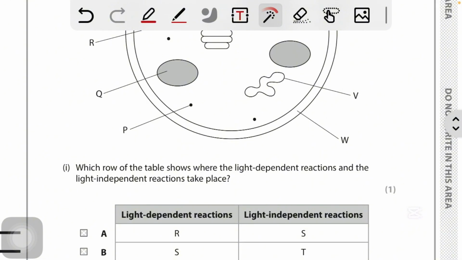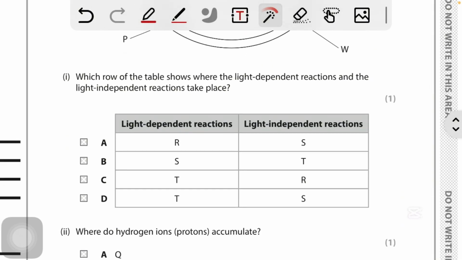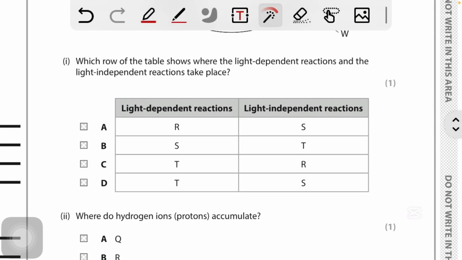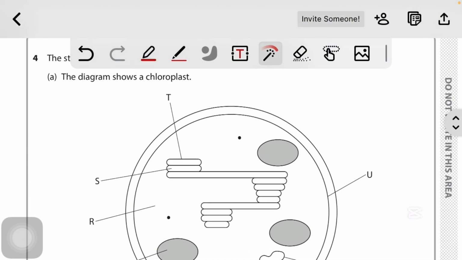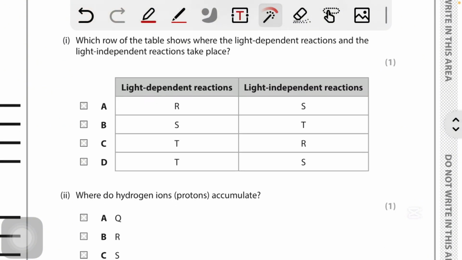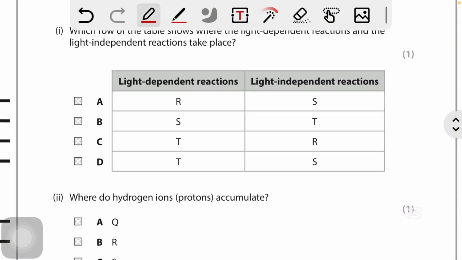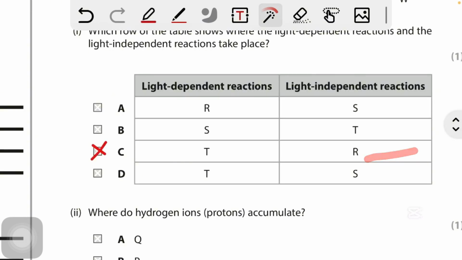Which row of the table shows where the light dependent reaction and the light independent reaction take place? The light dependent reaction takes place in the thylakoid membrane and the light independent reaction takes place in the stroma. Here the thylakoid membrane is T and stroma is R. So the correct answer is C. Let's go to the next question.